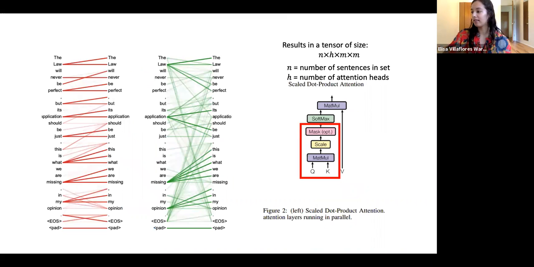The last slide is just to show another example. This is where they look at two different attention heads in the fifth layer of the encoder. What they're trying to show is that different heads focus on different things, to show that diversity of attention heads is useful in this model.